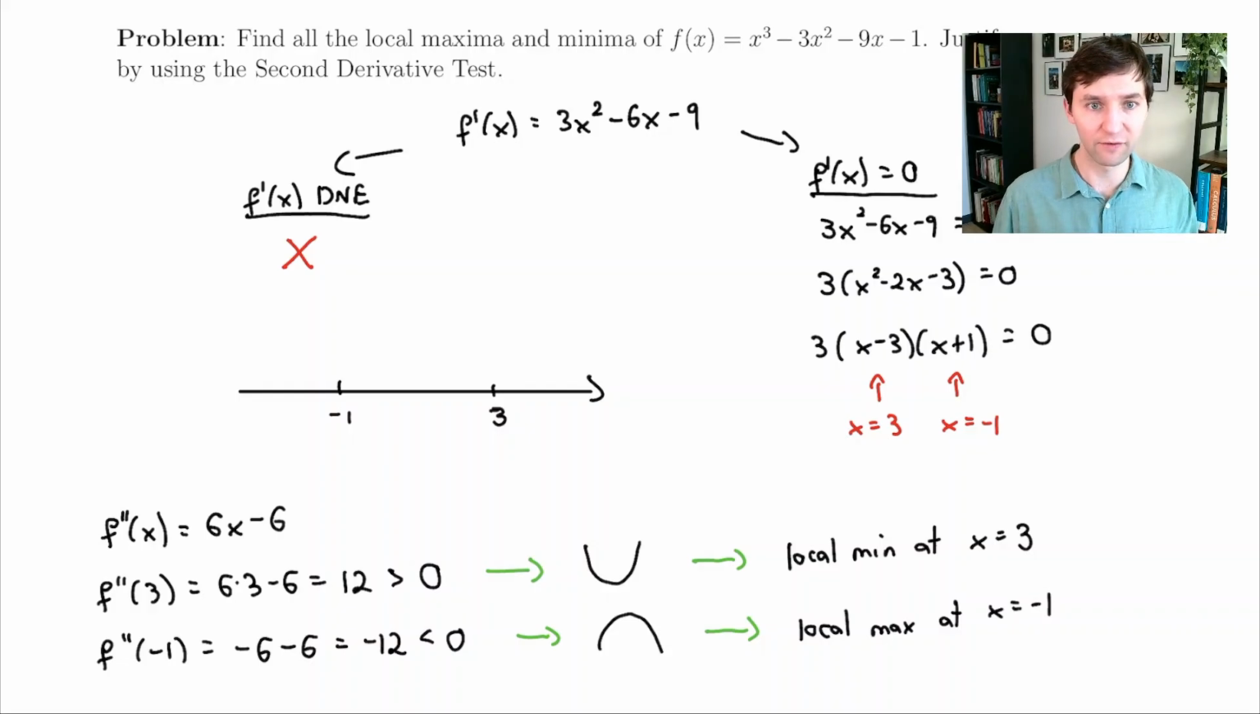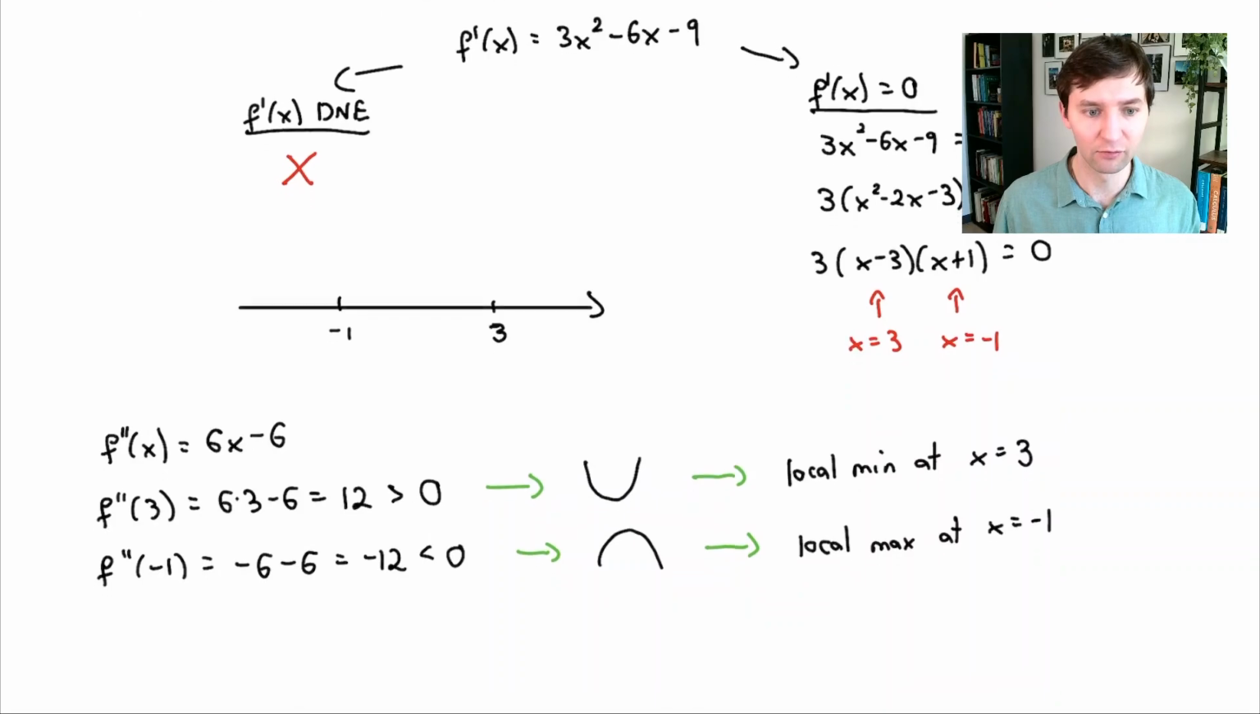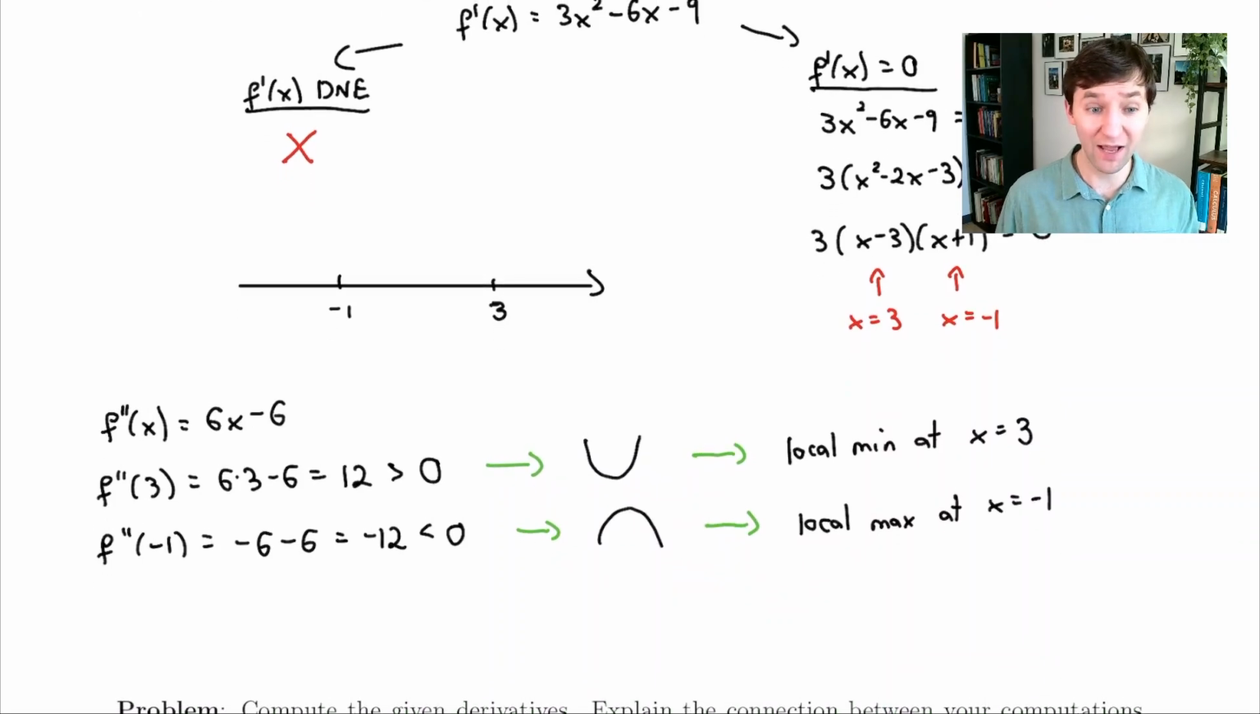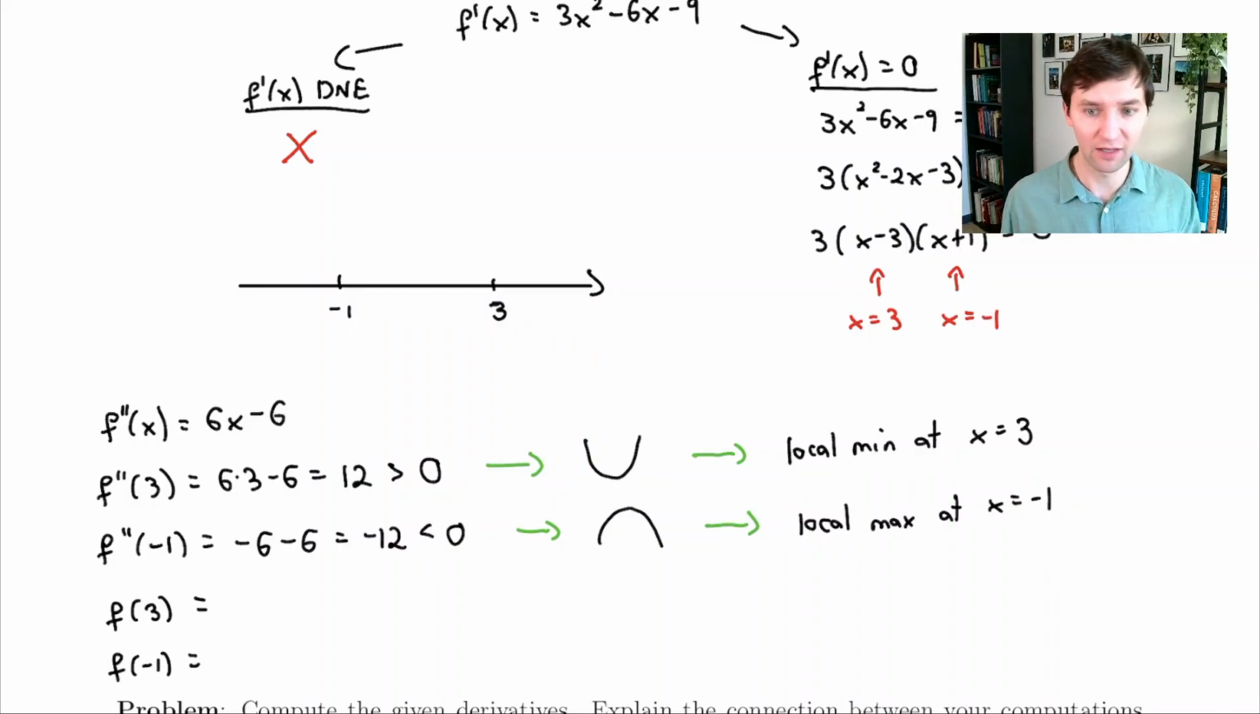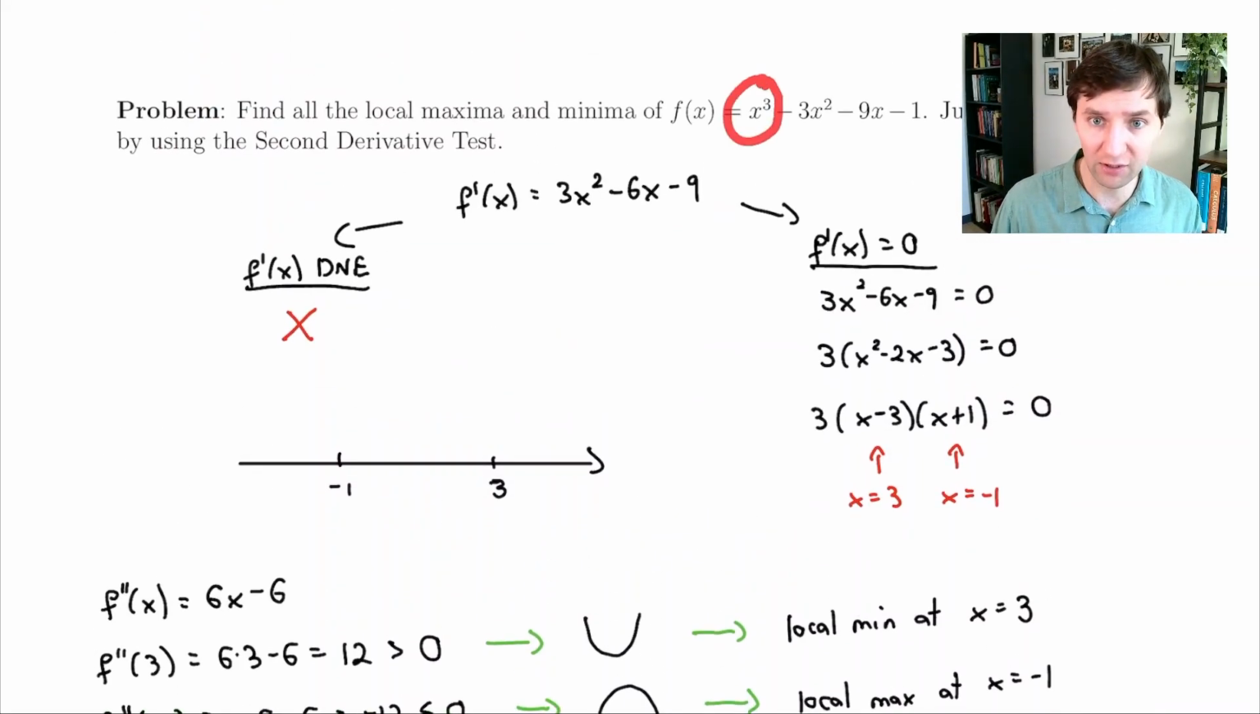We were supposed to find local maxima and minima. So far, we only found where they are. To find what they are, I must plug those values, 3 and -1, into the original function. I need to determine what f of 3 is, and what f of -1 is. Let's see what happens if I plug 3 into the original function. If I plug in 3 here, I get 27. Plug in 3 here, I also get 27. So I get 27 minus 27, that's 0.